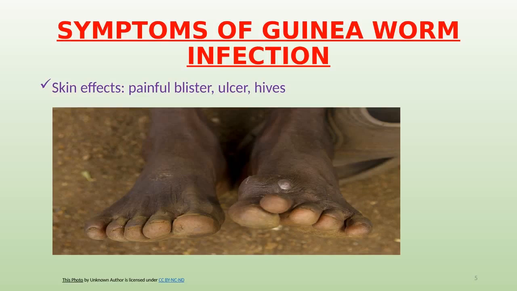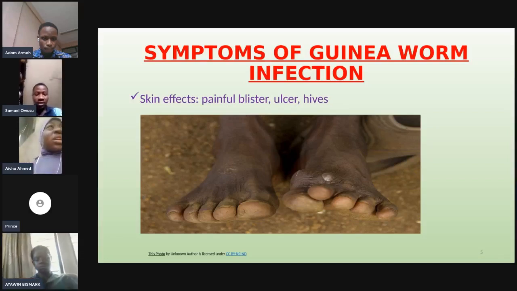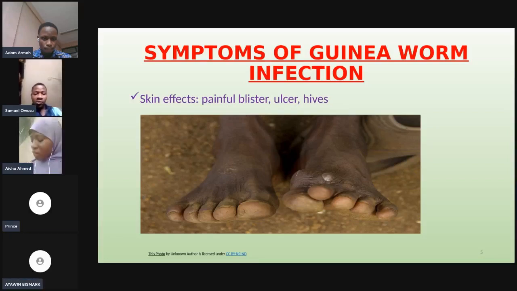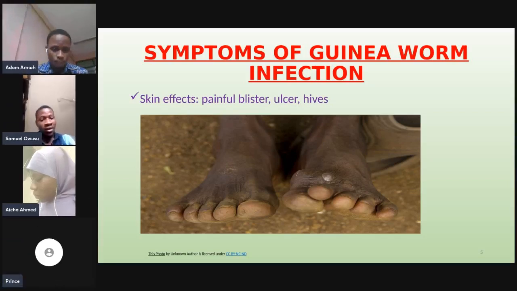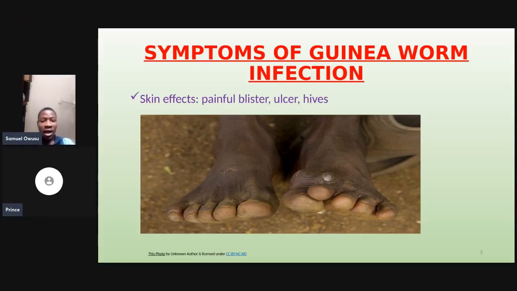Open sores caused by the worm's emergence can lead to several bacterial infections, abscesses, and even sepsis if untreated. Then the last part will be that dark scars or pigmentation changes may remain after the worm is removed.